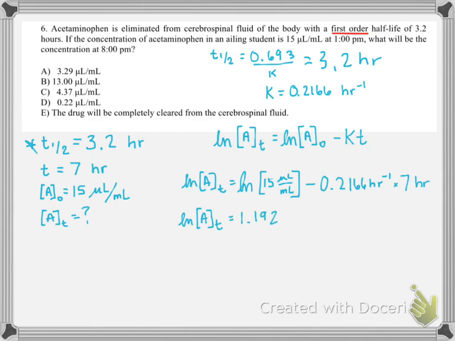1.192. So how do you get rid of a natural log? With an exponent. Exponential? Is that a thing? Okay, I think that's funny. Anyway, we're going to do e to the power of both sides to get rid of that natural log. And so we'll have A sub T, which is what we care about, equal to e to the power of 1.192, which ends up being 3.29. And our unit on concentration is just going to be whatever we put into our equation initially, which is the microliters per mil.